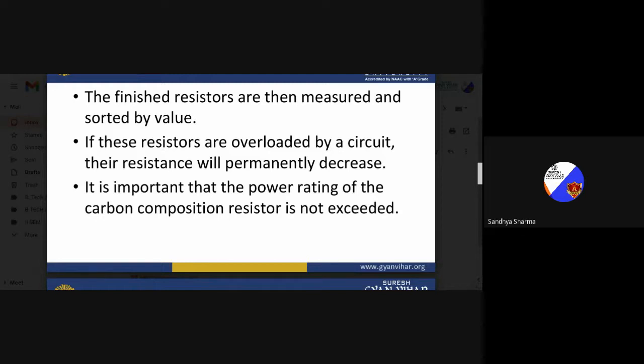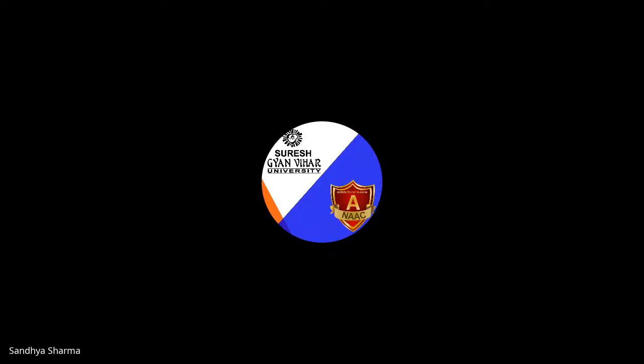If these resistors are overloaded by a circuit, their resistance will permanently decrease. So it is important that the power rating of the carbon composition resistor is not exceeded. It will be according to what values we have. Again, carbon film resistors are made by depositing a very thin layer of carbon on a rod. If you want to design a carbon film resistor, we deposit a very thin layer of carbon on a ceramic rod.